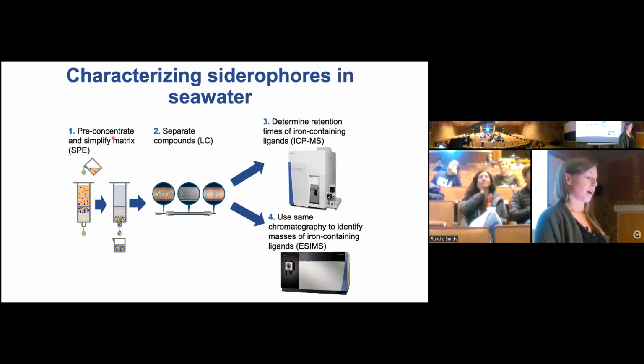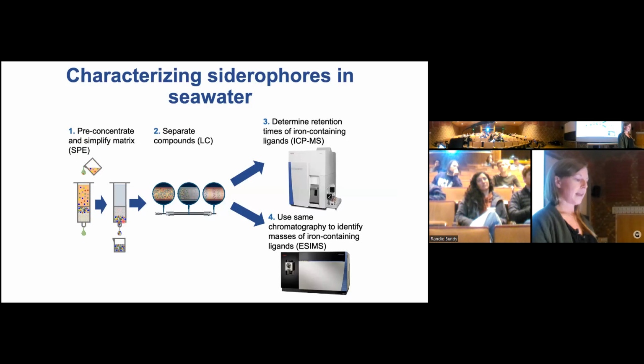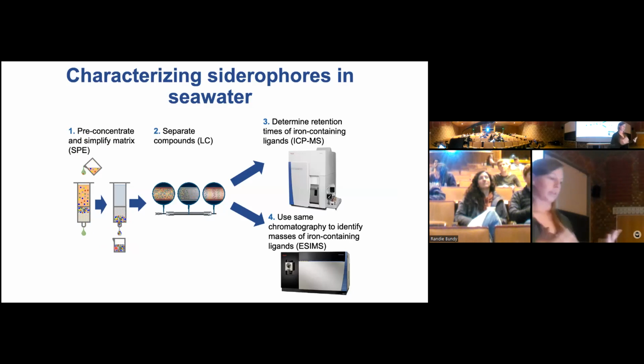So we do a few different things. First, we have to pre-concentrate our samples. So we take our salty seawater, we run it across a column, and we concentrate the organic matter onto a resin. This is called a solid phase extraction. And then we elute that material using a solvent so that we can concentrate our sample down to just several microliters from a 1 to 4 liter sample. So a big concentration factor.